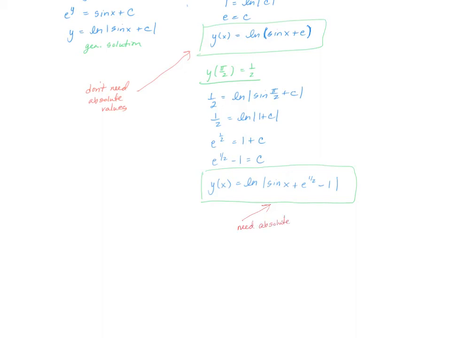And the reason why is because it's possible for this to be negative. And natural log can't be negative, it's not defined. So when in doubt, you can just leave them on. They don't hurt anything.